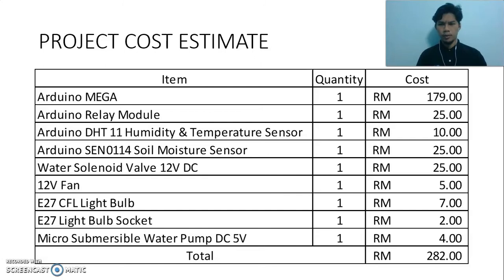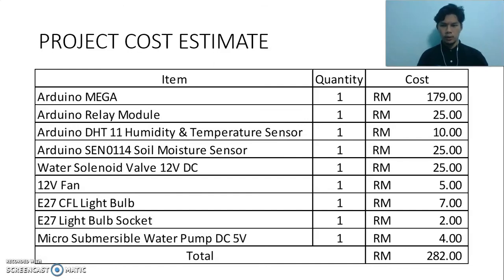So for my project cost estimate, I'll be using Arduino Mega, which has more input and output capabilities, and then I'll be using Arduino relay module to control most of the system, and then I'll be using Arduino humidity sensor to detect the humidity around the garden, and then I'll be using Arduino soil moisture sensor to detect the moisture level of the garden.